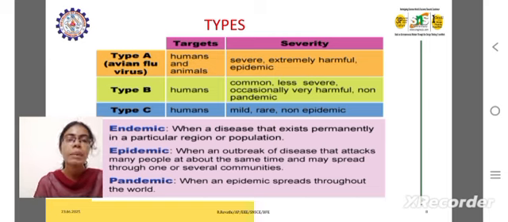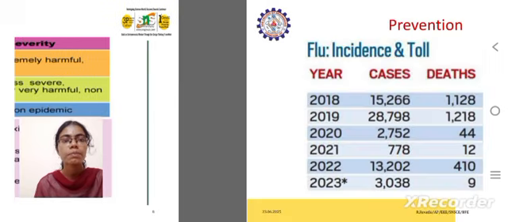So endemic, epidemic, pandemic. Endemic is permanently present in a particular region or population, for example in cold weather, people may always feel cough and cold. Epidemic is the outbreak of a disease that spreads throughout the surrounding area. It is known as epidemic. Pandemic is spread throughout the world. Already we have talked about the COVID virus. The COVID virus was announced as a pandemic virus. So that is known as pandemic.